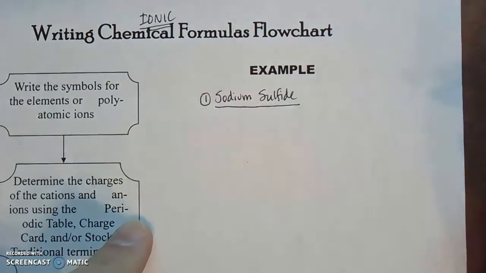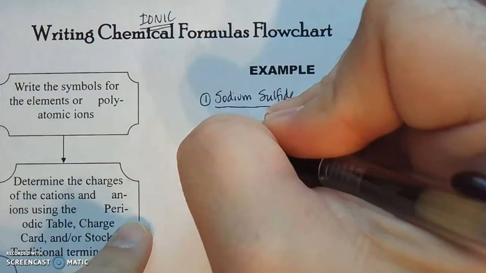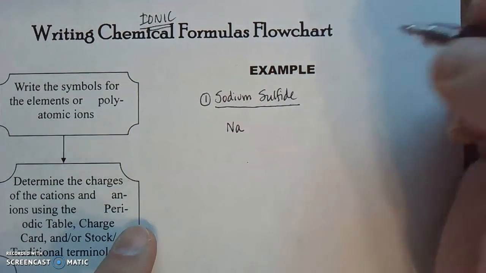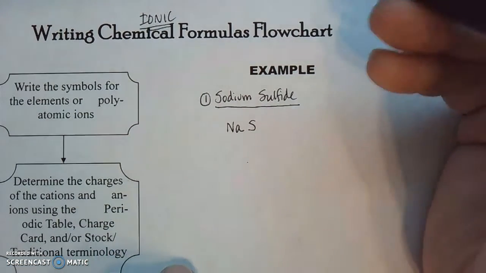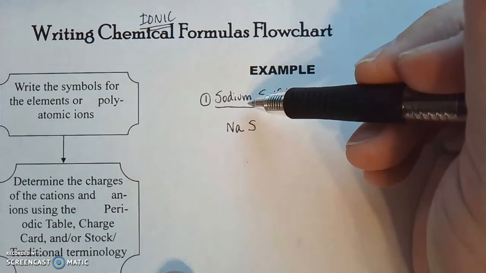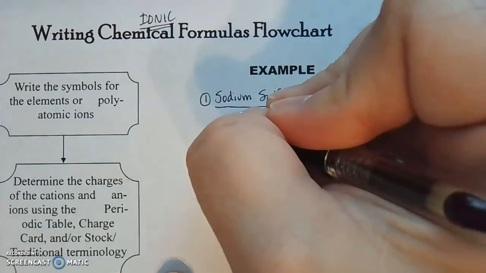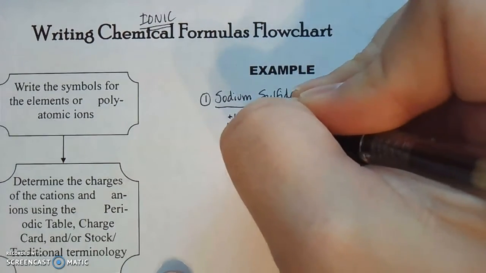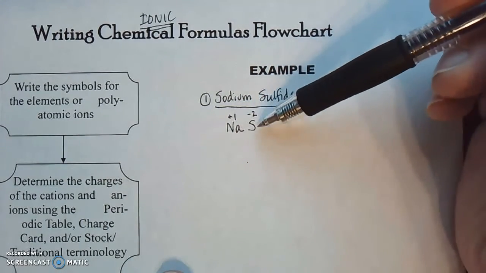Here's our first example, sodium sulfide. So we know sodium has a symbol Na. Sulfide refers to our element sulfur. So we write an S. Now we have to determine the charges. So if I go to the periodic table, sodium can only be +1 and sulfur is -2. Remember that they're always written, the positive one and then the negative one.